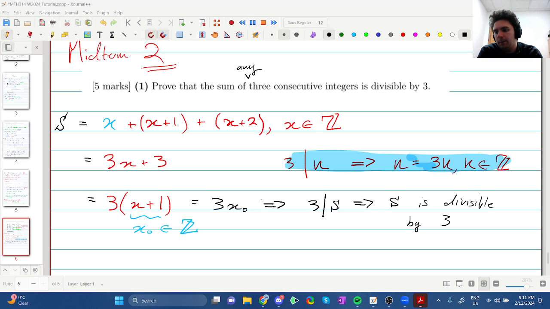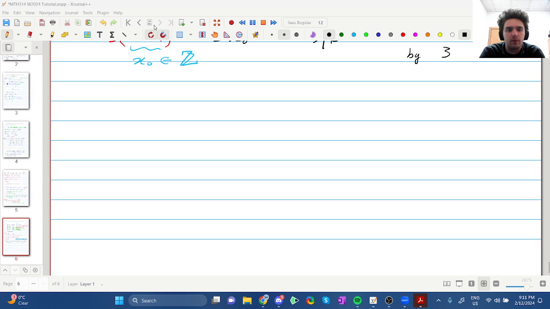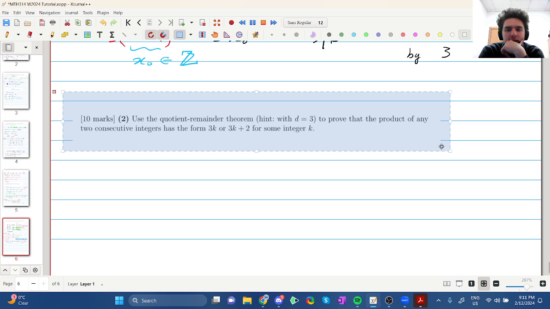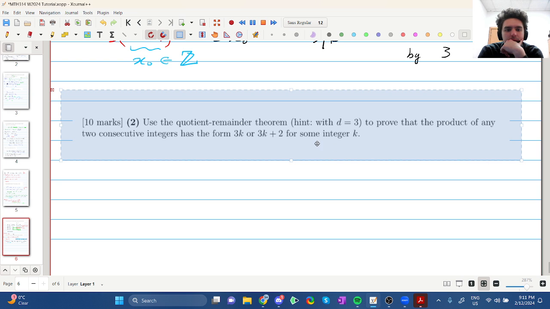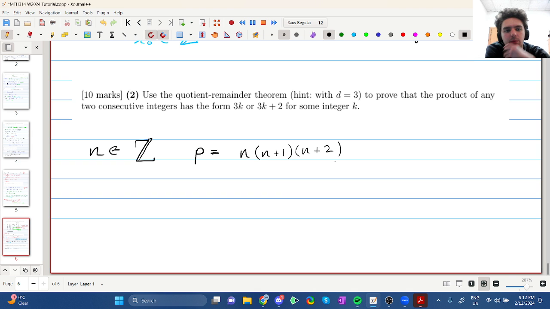So the next one says using the quotient remainder theorem, with d equal to 3, prove that the product of any 2 consecutive integers has the form that or that. Okay. So the product of any 2 consecutive integers, that means let's pick some n that is an element of the integers. Then our product that we're forming is going to be n plus 1, n plus 2, right? Prove that the product of any 2 consecutive integers has the form like that.